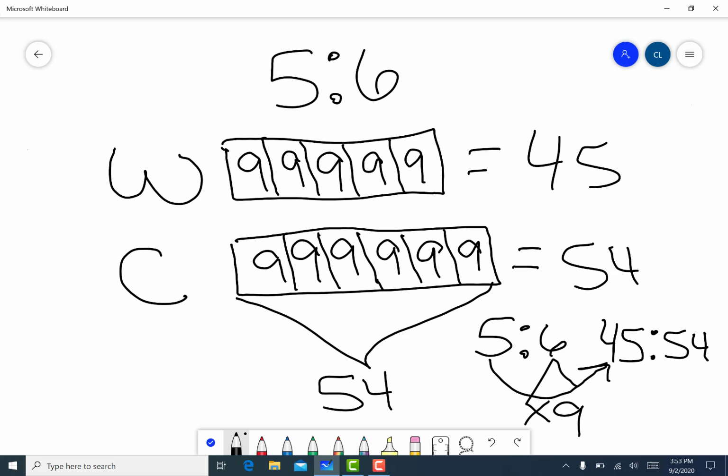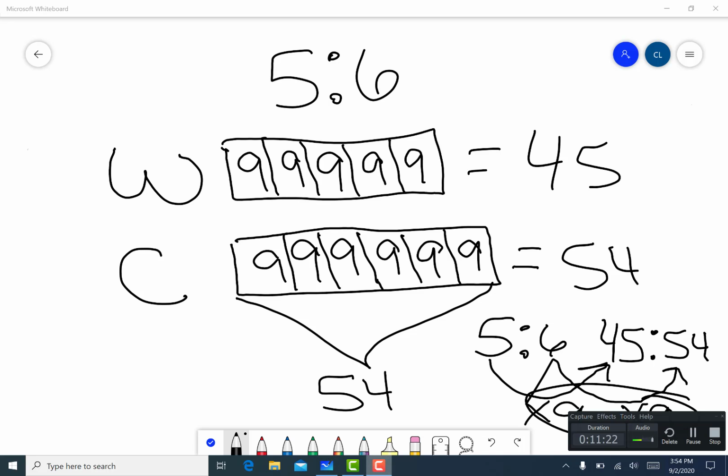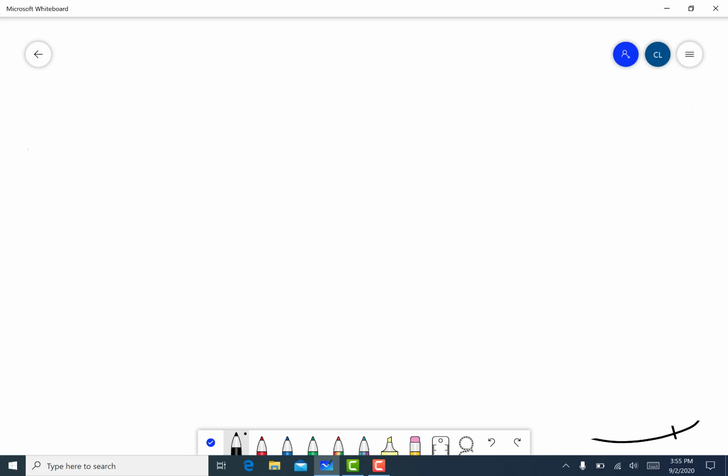What do you multiply by 6 to get to 54? So you'd also multiply that by 9. So since we multiply both sides of the ratio by 9 to get our new ratio, then that is equivalent. So we proved it with our tape diagram and by seeing that both sides are multiplied by 9. All right, so let's look at the problem set now.